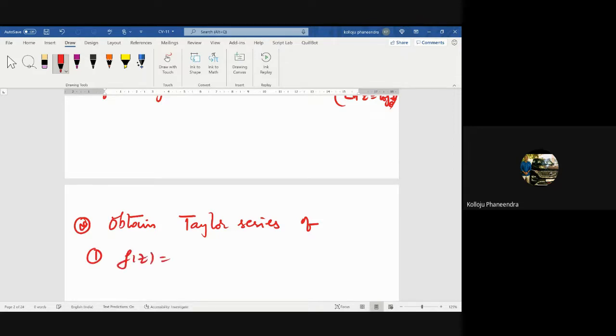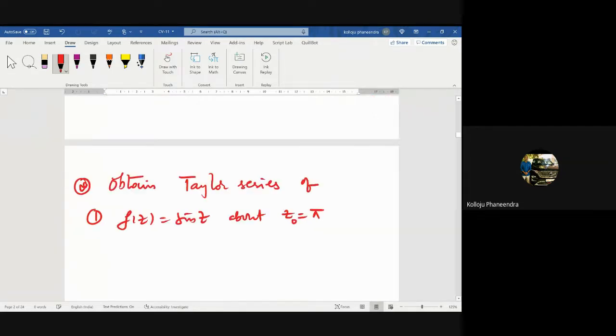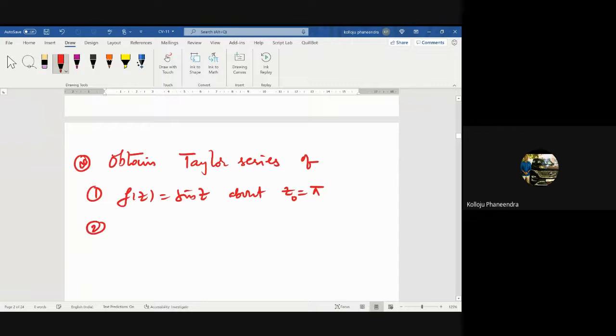First question: obtain the Taylor series of f of z equal to sine z about z equal to pi. Second one, f of z equal to 1 by 2z plus z square about z equal to 1. You know the Taylor series formula about a point.